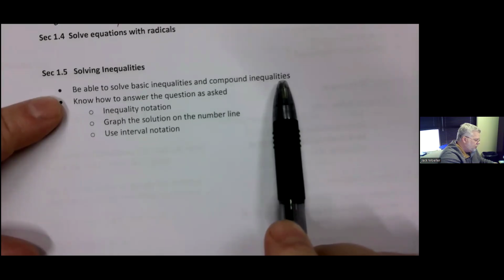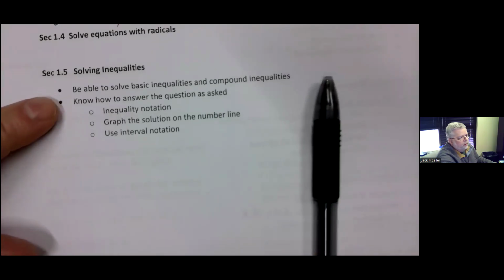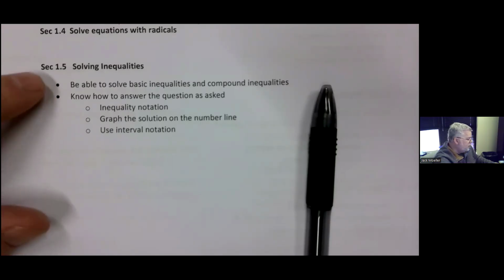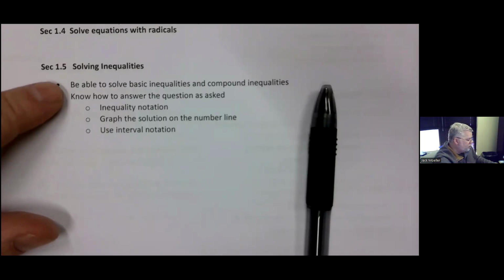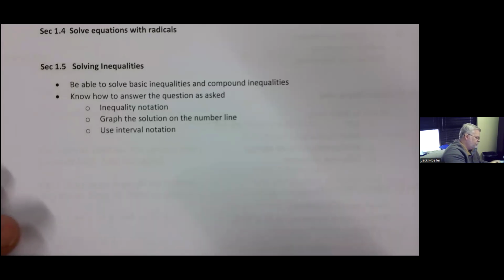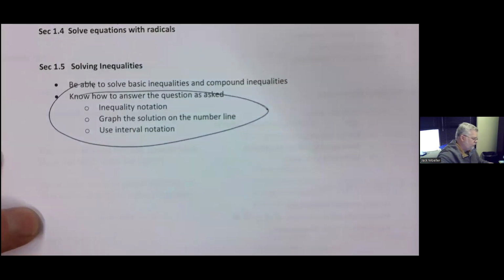We're going to talk about the solving. Hopefully you've done your 1.1 homework, and there were some messy equations in section 1.1. The inequalities we're going to deal with in 1.5 are much more basic compared to most of what we did in 1.1, because we're not worrying so much about the solving part. We're worried about how to answer the question part.